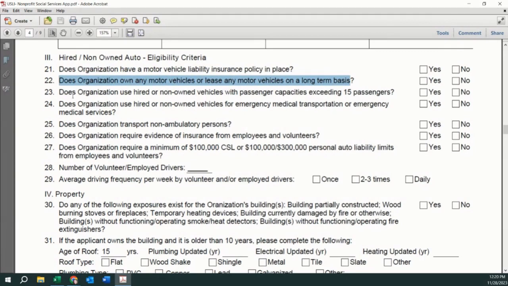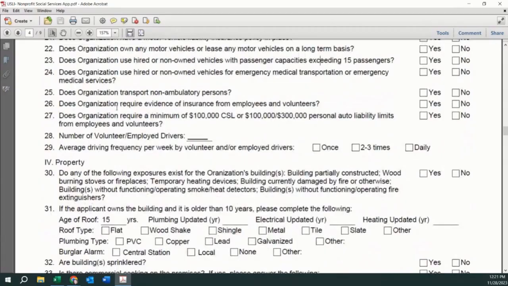Do you own or lease any? Does your organization use hired or non-owned vehicles? This is if you're driving people around. So if you are going to have a van and charge more to drive people around, then you're going to want to look at this, especially if it's hired or non-owned. This is just getting into that coverage.